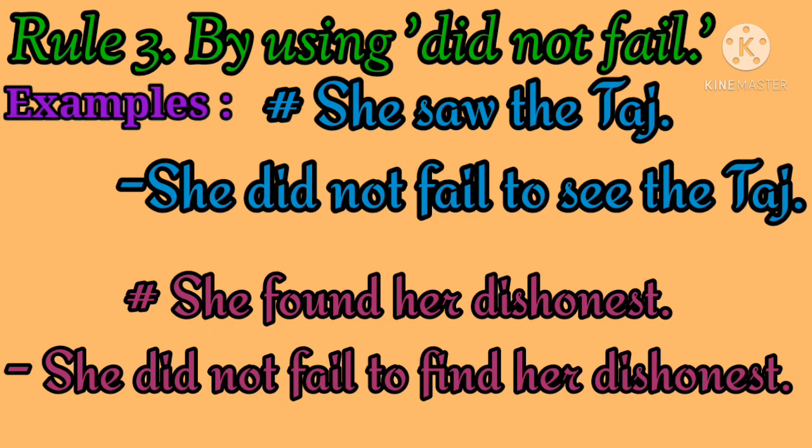Next example, she found her dishonest. Again, after subject she, we have to put here did not fail to. After that the verb is found, so we have to put here verb first form find. And after that remaining sentence her dishonest.